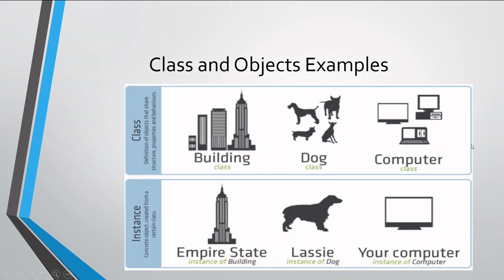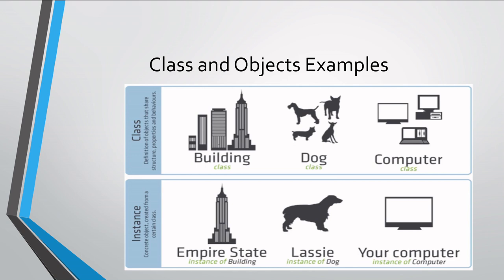Let's go through one more example here. Class and objects example. Suppose building is a class, but the Empire State is one type of building that is called an instance, or object, of the building class. Dog is a class, but there are different types of dogs; these are the objects. You can say computer is a class, but your computer, my computer, these are the objects. That is the basic difference between object and class.